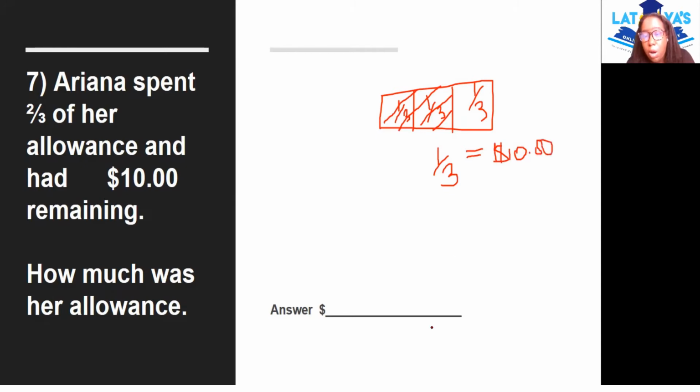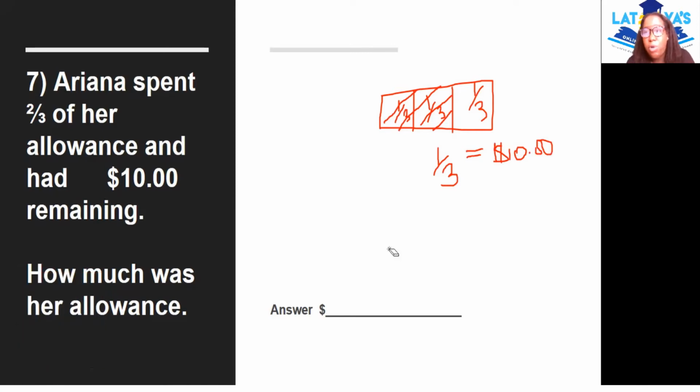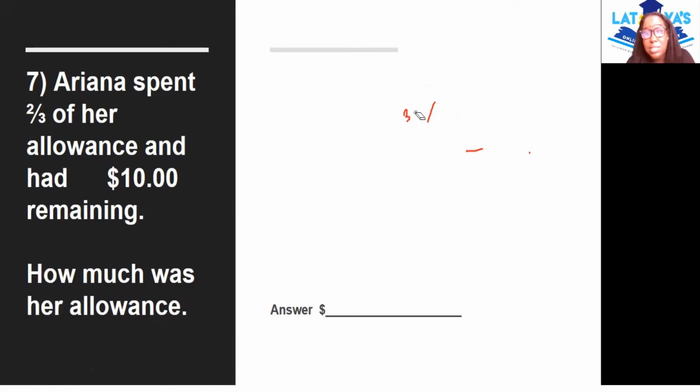Now, this is one way of looking at this question, drawing a model and trying your best to interpret it. But for some students, they're not going to understand it this way. So we're going to read the question again and attempt to solve it in a different way. Ariana spent 2/3 of her allowance and had $10 remaining. How much was her allowance?